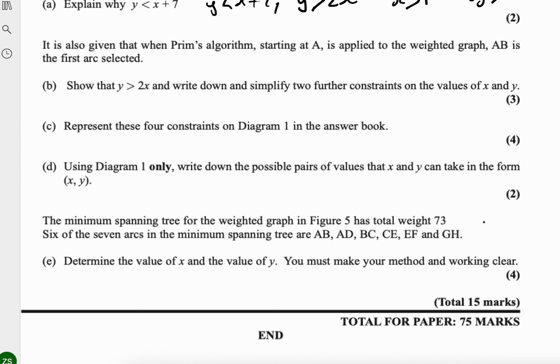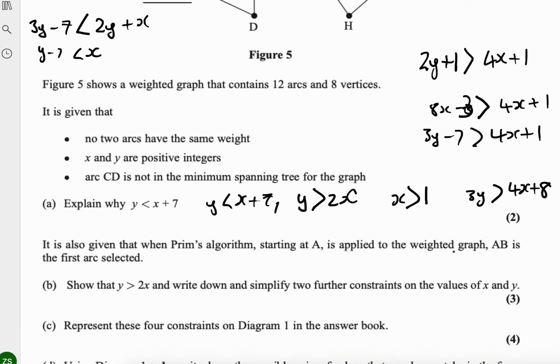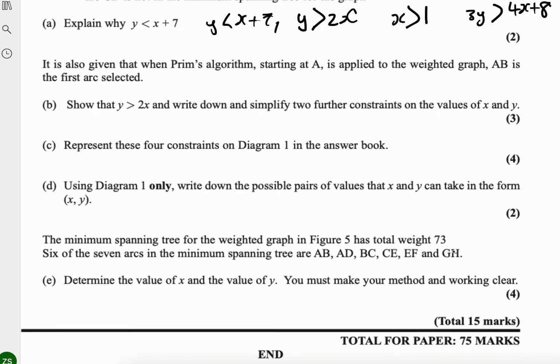Constraints represented. Write down the integer solutions. Now we're going to link it back to our question. The minimum spanning tree for the weighted graph in figure 5 has a total weight of 73. 6 of the 7 arcs in the minimum spanning tree are AB, AD, BC, EF, and GH. So let's add those arcs first.